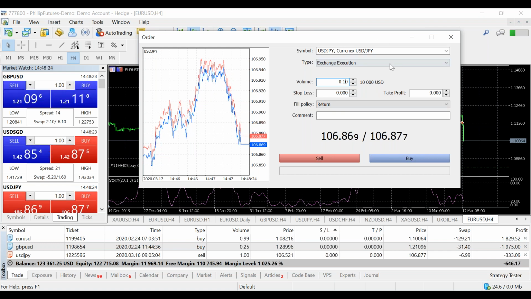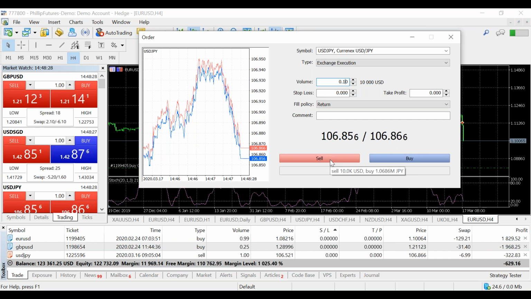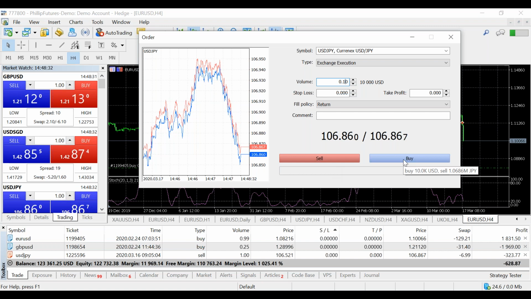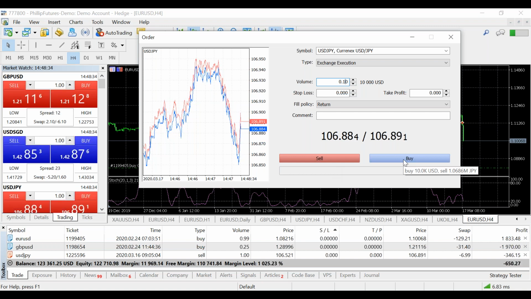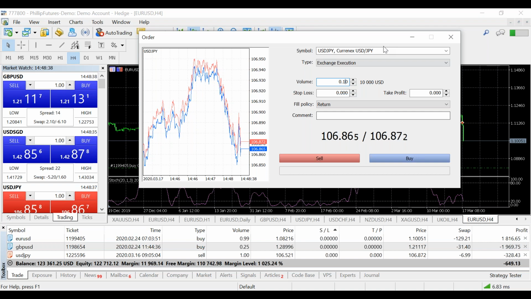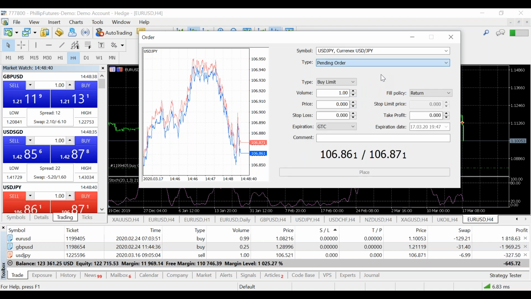So the exchange execution, or market order, means you say buy or sell at this price. This is actually the bid or offer price. We try to make it easier for you all, so if you're buying, it will be on the right hand side, and the selling price will be on the left hand side. So I'll just go through.